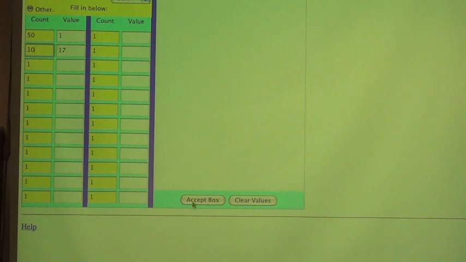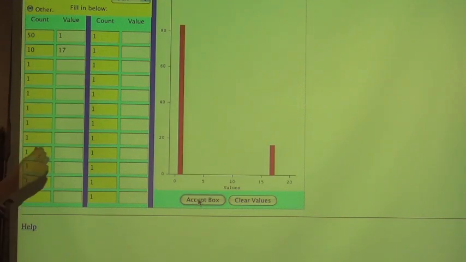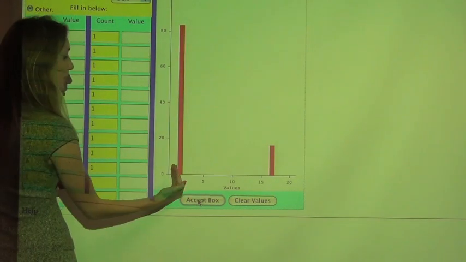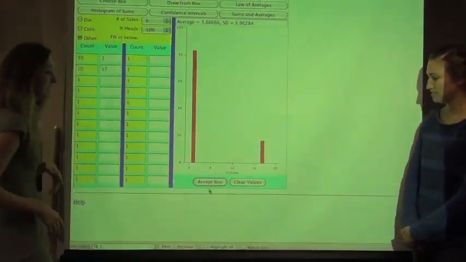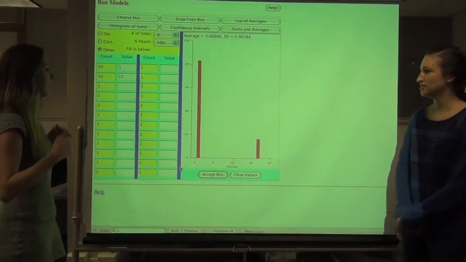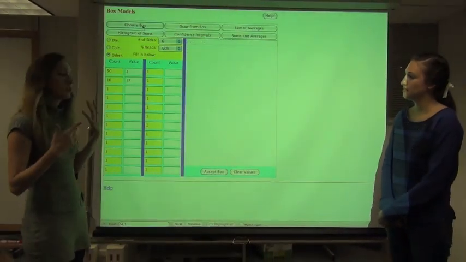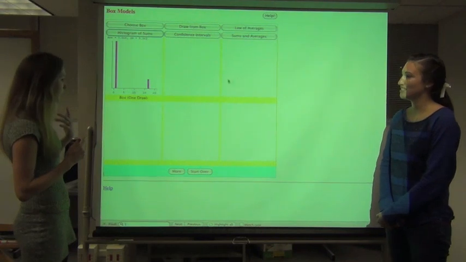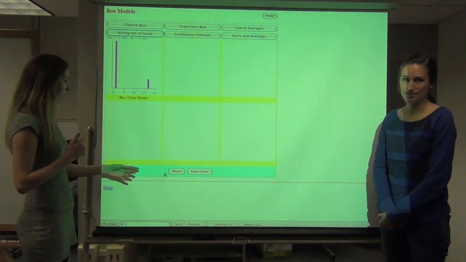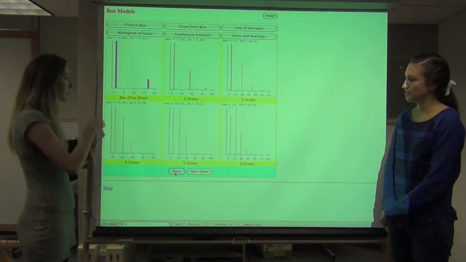So let's take a look at that. Wow, lopsided, right? We see the contents of the box are mainly filled with 1s and just a few of these 17s. So let's choose from our box and build our probability histograms for each number of draws. There we go. So we're going to hit more and have these draws start building up.